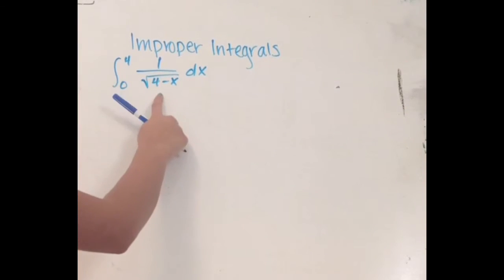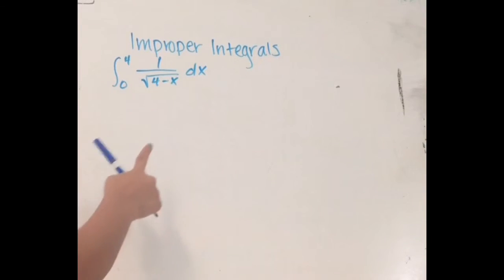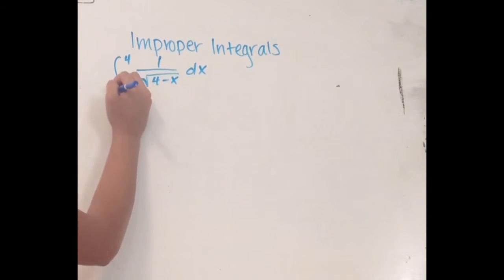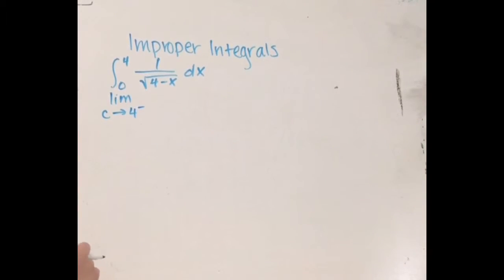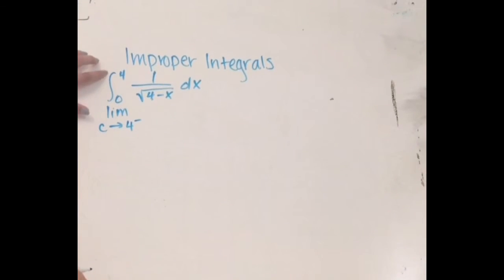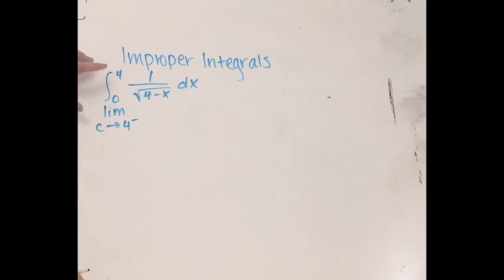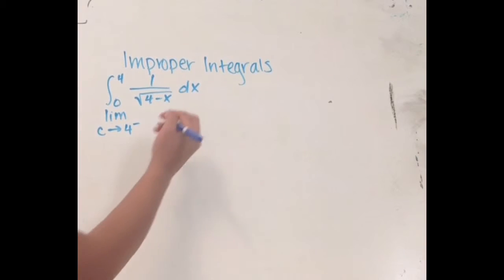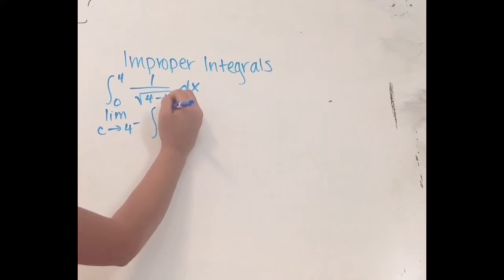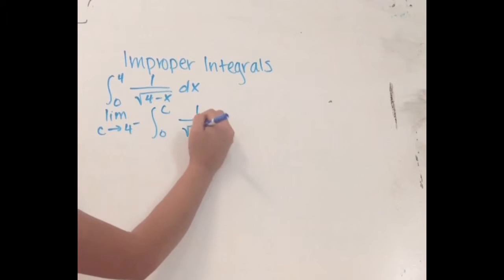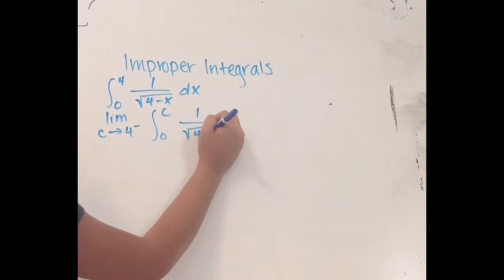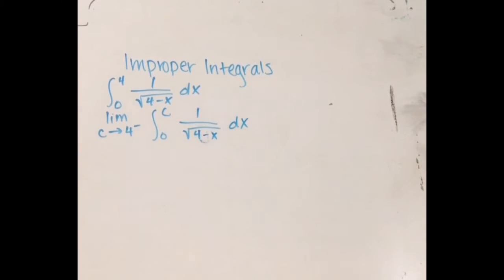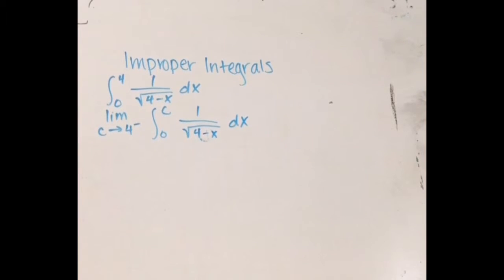So if you try to put in 4, you would get 0 in the denominator. Again, this does not exist, so we set the limit. The limit as c approaches 4 from the left-hand side. We do left-hand side because we're taking the integral from 0 to 4. So what would be included in this integral would be 4 from the left-hand side, not the right-hand side. So we do that. Integral 0 to c of 1 over square root of 4 minus x dx. And then we evaluate this integral.